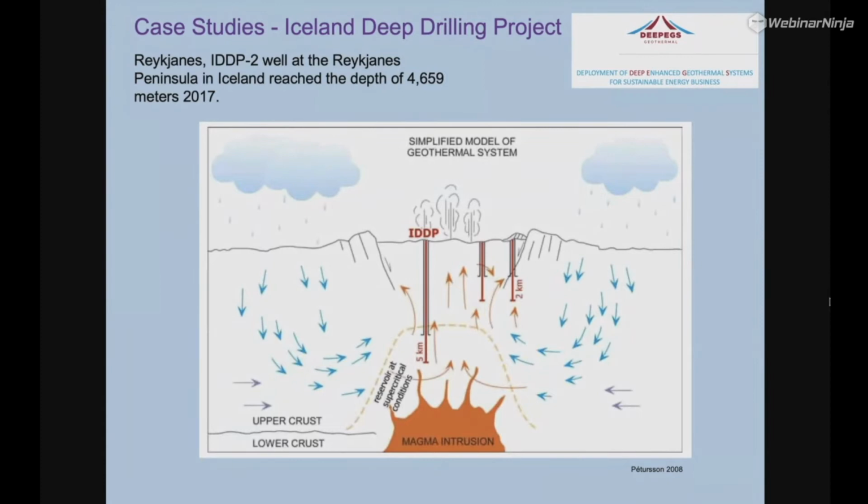So our next case study, we're looking to Iceland. And the Iceland Deep Drilling Project, the first well, is actually the well that has reached the highest geothermal temperature by any geothermal well, 450 degrees centigrade. But it failed in its objective to reach supercritical conditions because it hit a shallow magma chamber. The second well, however, managed to reach supercritical conditions.